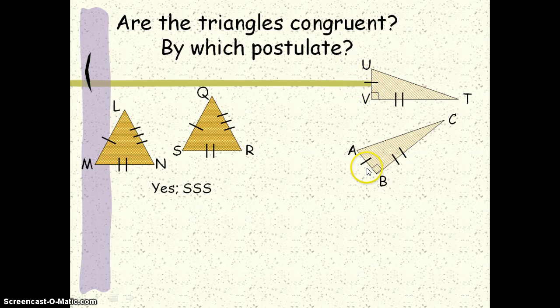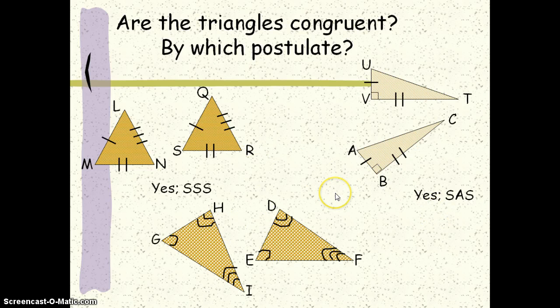We have a side congruent, we have an angle congruent, and we have another side congruent. These angles are included angles because they're between the 2 congruent sides. So this triangle has side, angle, side, and this triangle has side, angle, side. So yes, the triangles are congruent by side, angle, side. And then the final one.